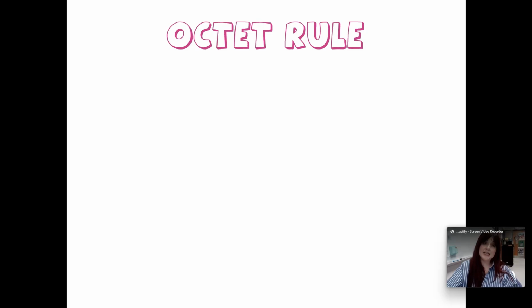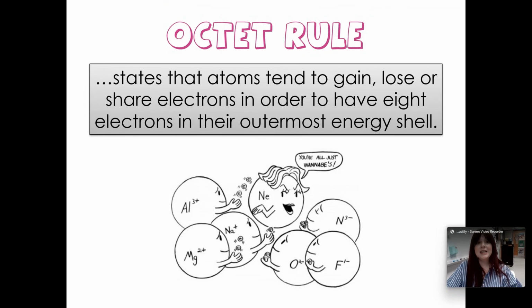Now this brings us to the octet rule. Atoms want to bond so that they have all of the electrons they want to be stable. Like we said, that's why the noble gases are stable. Except for helium, they have 8 valence electrons. They satisfy the octet rule. That's why they don't react with anything. So what is the octet rule? The octet rule states that atoms want to either gain, lose, or share electrons in order to have 8 electrons in their outermost energy shell.